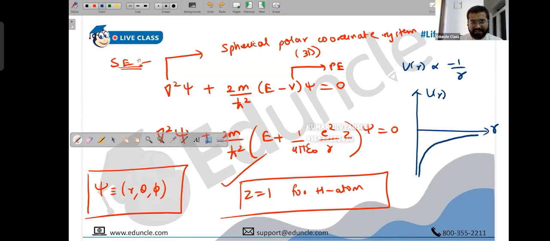And r is always positive, it's radius. So this is the graph. U of r is proportional to negative of 1 by r. It's not in the first quadrant, it will be in the fourth because r is always positive, so potential energy will always be negative. r is radius, not position.